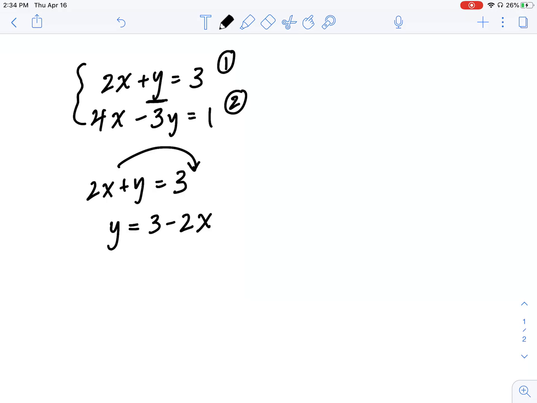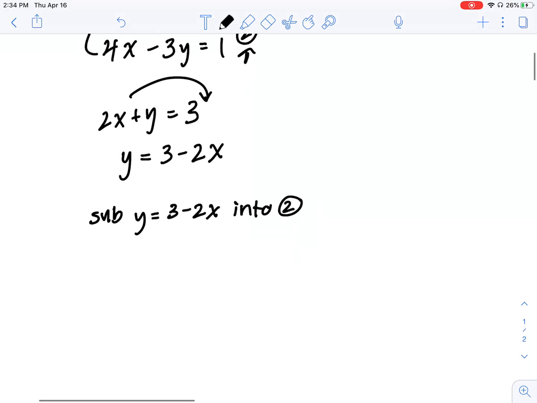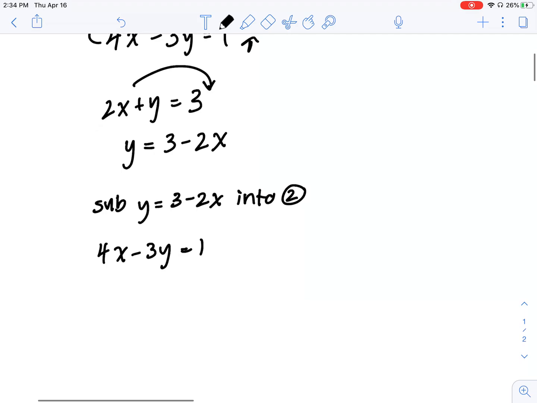Now that I have that, I can substitute that back into equation 2. So sub y equals 3 minus 2x into 2. Equation 2 is 4x minus 3y equals 1. Instead of y, I'm going to write 3 minus 2x. 4x minus 3 times (3 minus 2x) equals 1.